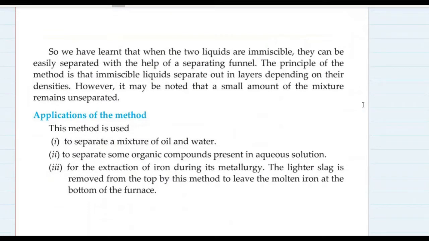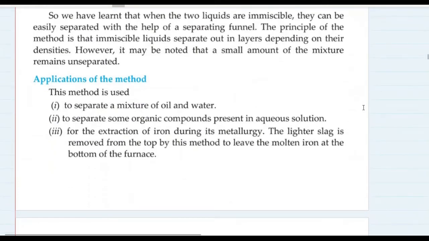Okay, so what are the applications of this method? This method is used for separating oil and water mixture. It is used to separate some organic compounds present in aqueous solutions. It is used for the extraction of iron during its metallurgy.